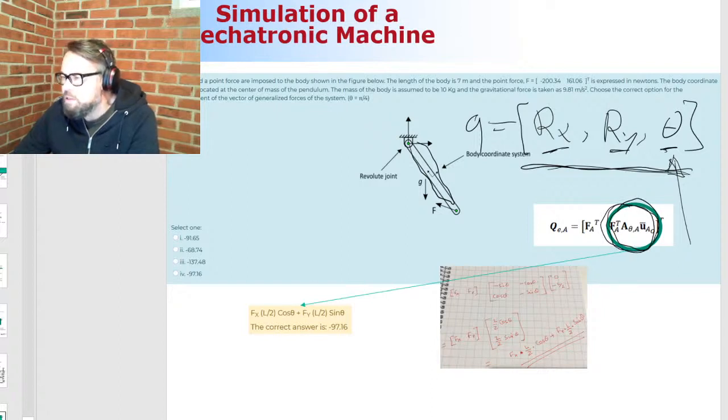In this equation, we have the force, which is provided here. Numerical values are provided here. Then there's a rotation matrix that is differentiated with respect to angle theta.